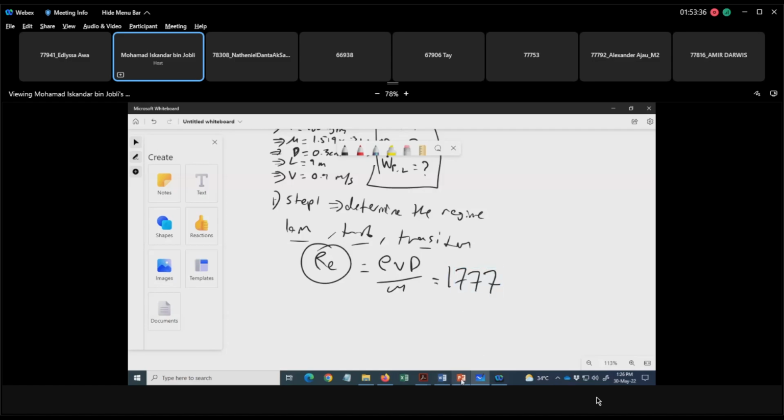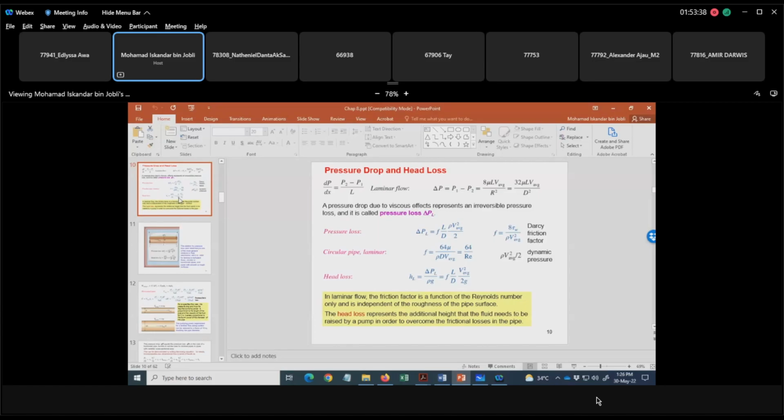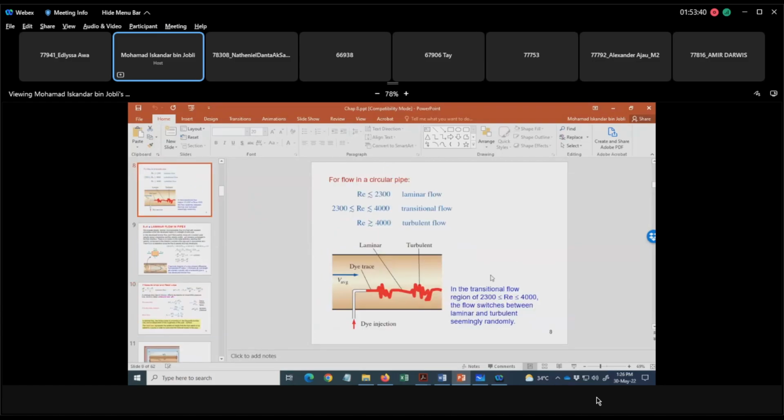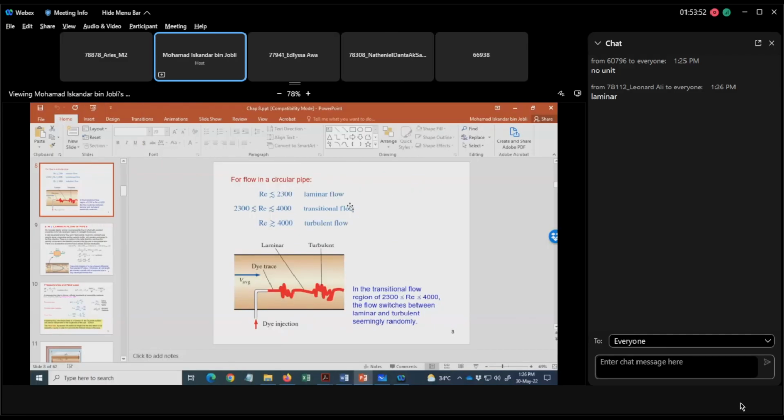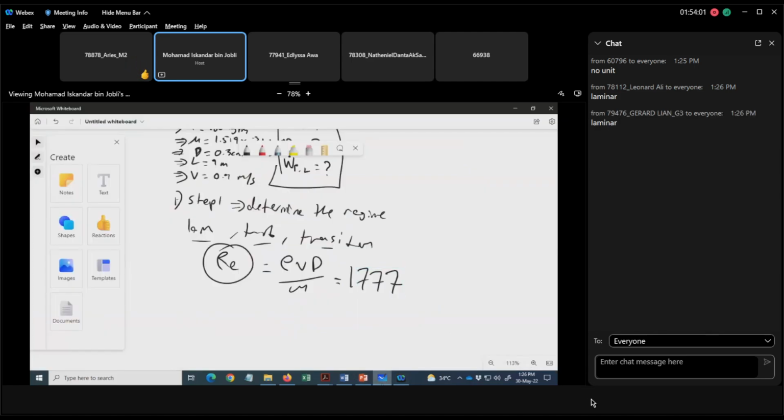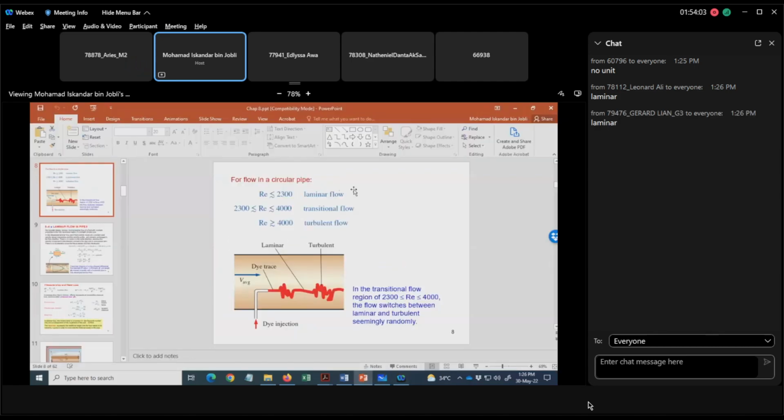Let's go back to the lecture. So tell me, which regime is it? Is it laminar, transition, or turbulent? Laminar. Everyone agrees on laminar? Okay, according to this, anything less than 2300 is laminar. Now, what is our Reynolds number? Our Reynolds number is 1777. Thus, it is laminar.